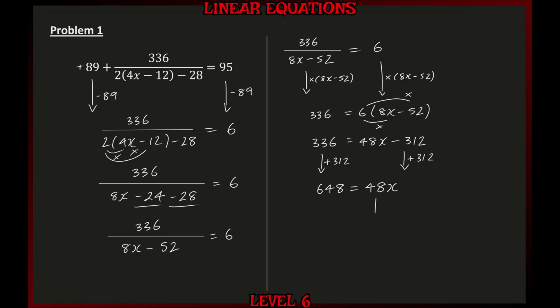Lastly, we need to remove the times 48 from in front of the x, and we can do this by dividing both sides by 48. So the left becomes 648 over 48, and on the right, the times 48 and the divide by 48 cancel out, so we're just left with x. So x is equal to 648 over 48 is our answer to this problem. We can also simplify this, and it becomes 27 over 2. So x is equal to 27 over 2 is our final answer to problem 1.